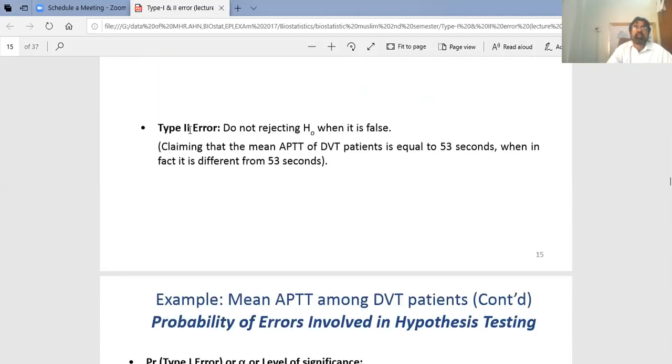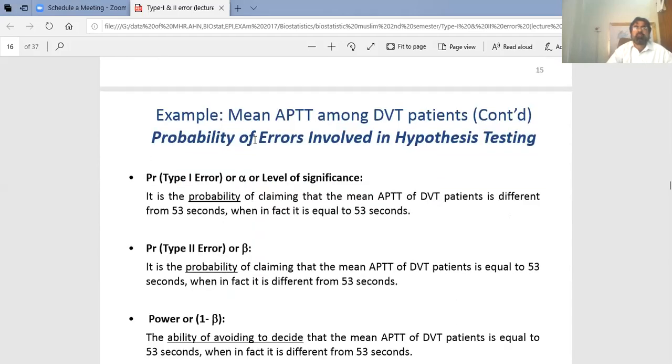On the other hand, in a type 2 error, you are not rejecting H0 when it is false. It should be rejected. That is, you claim that the mean APTT of DVT patients is equal to 53 seconds, when in fact it is different from 53 seconds in the population, and still you are not rejecting. So you are committing a type 2 error, which is called a beta error.